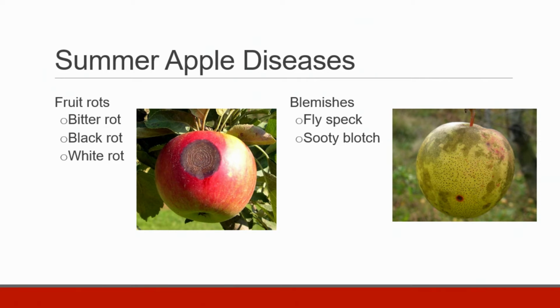In review, summer apple diseases can be divided into two categories: fruit rots and blemishes. The fruit rot diseases we have discussed are bitter rot, black rot, and white rot. We also learned about two blemishes, sooty blotch and fly speck, which are a disease complex, and over 60 fungal species have been identified as causing sooty blotch and fly speck.